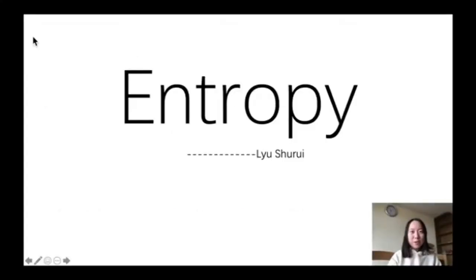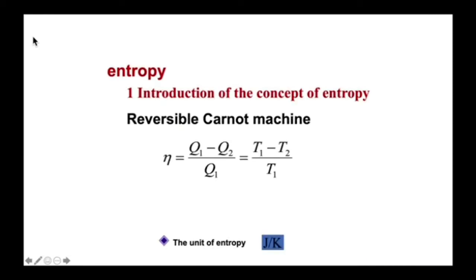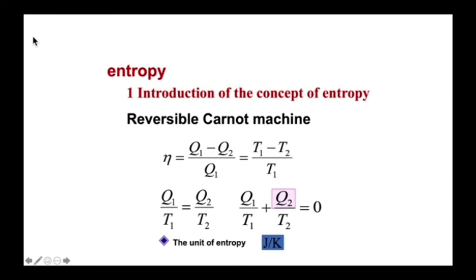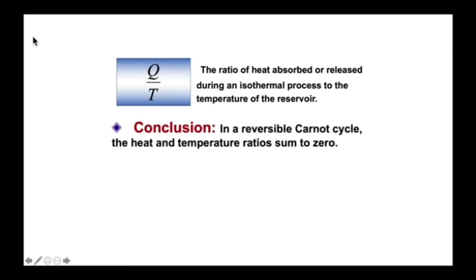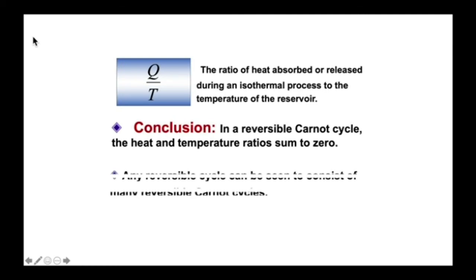Hello everyone, welcome to my section. My part is about entropy. Let's start. Here is the formula of the reversible Carnot machine and the unit of entropy. Q over T is the ratio of the heat absorbed and released during an isothermal process to the temperature of the reservoir. So the conclusion is that in a reversible Carnot cycle, the heat and temperature ratios sum to 0.